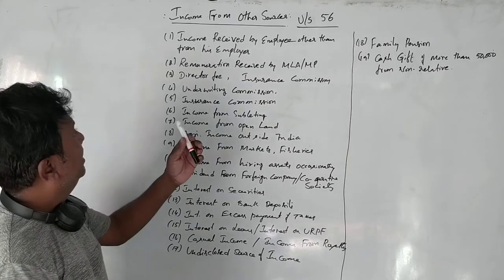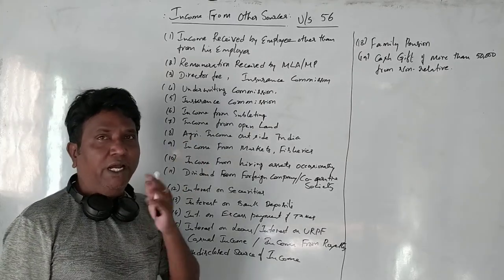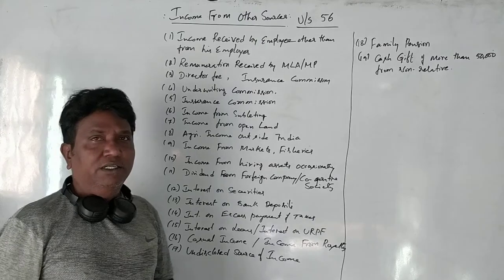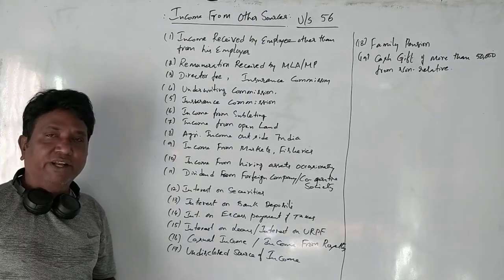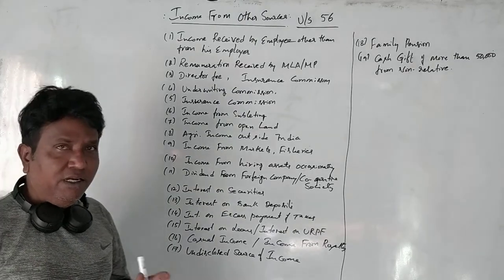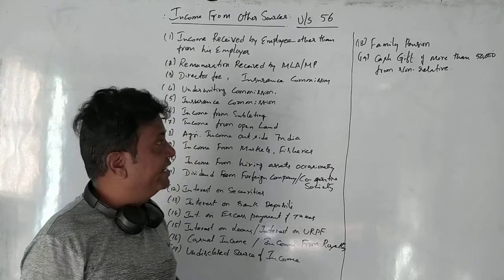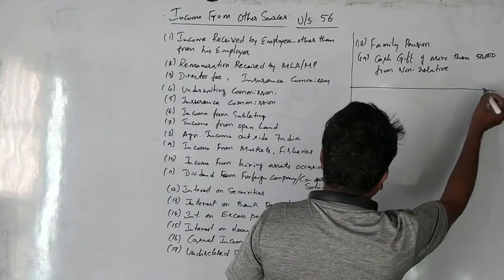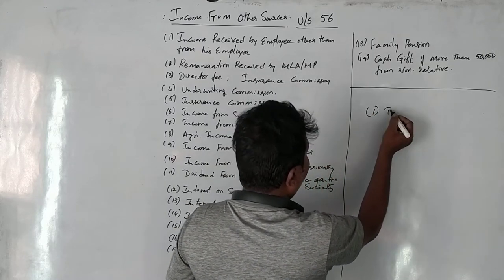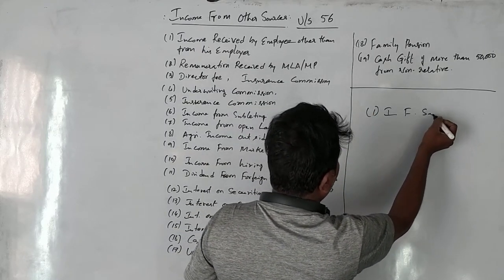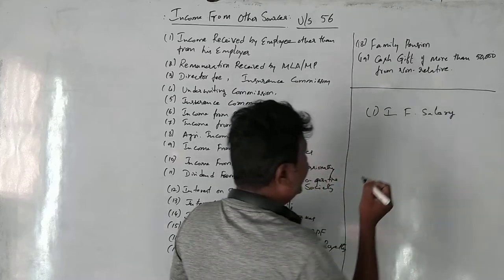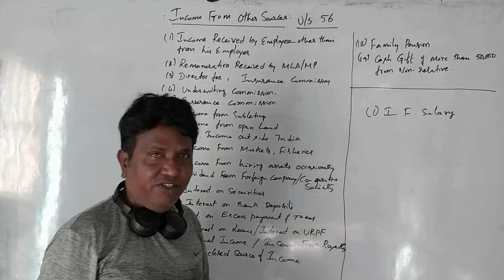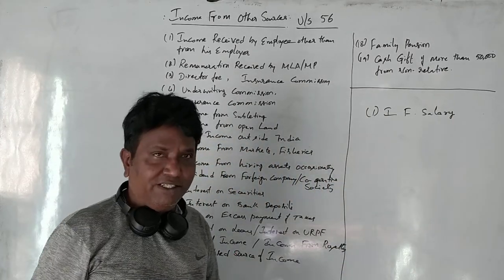See, what is income from other sources under section 56? In the Income Tax Act of 1961, income is divided into 5 heads of income. How many heads of income? 5 heads of income. The first one is income from salaries. First head of income is income from salaries, which we have already discussed.